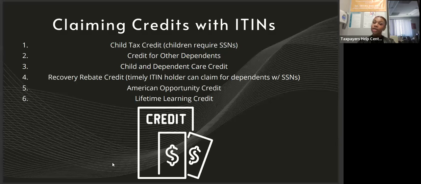Now, those credits that you want to claim with an ITIN number include child tax credit, credit for other dependents, child and dependent care credit, recovery rebate credit, American Opportunity Credit, and lifetime learning credit. So these are the credits that you can claim when you do have an ITIN number, which is why, again, it's important to apply for your ITIN number and to renew your ITIN number.